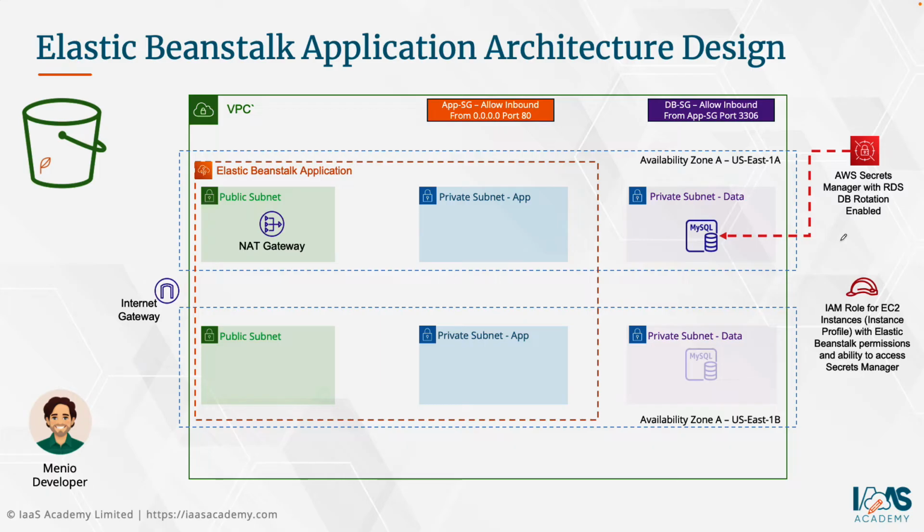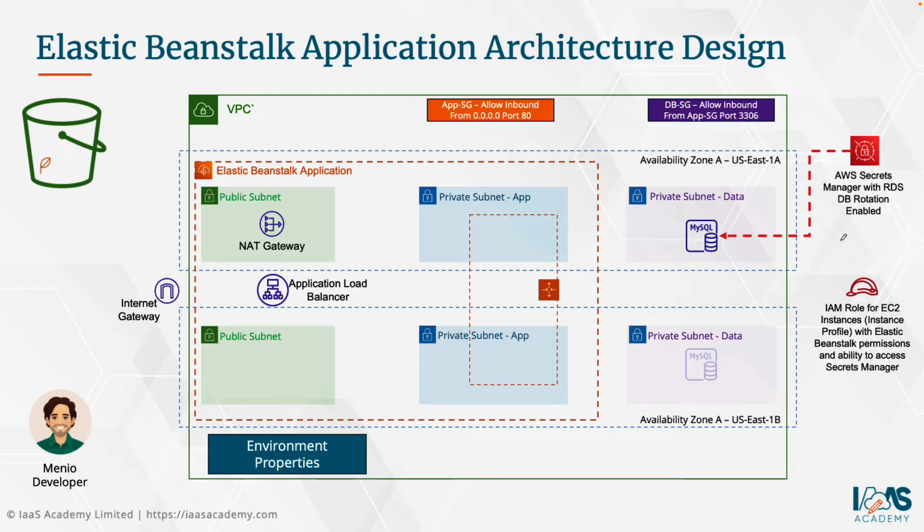And as part of the Elastic Beanstalk configuration, Menu will instruct Elastic Beanstalk to perform the following configurations. One of those will be configuring an application load balancer. Menu will instruct Elastic Beanstalk to design the application environment for high availability, and therefore this will entail configuring an application load balancer. So Elastic Beanstalk will then configure that application load balancer when it deploys the application. Another component that Menu will instruct Elastic Beanstalk to take care of is the auto-scaling group and also environment properties.